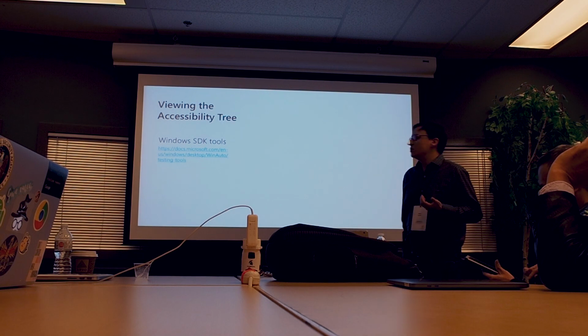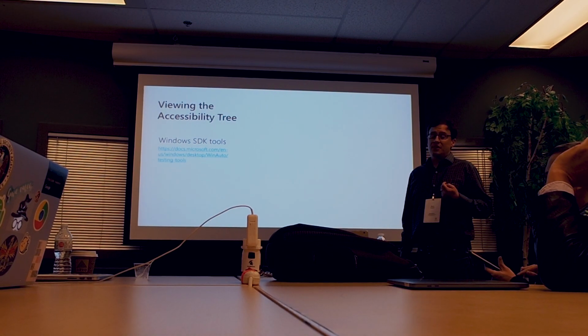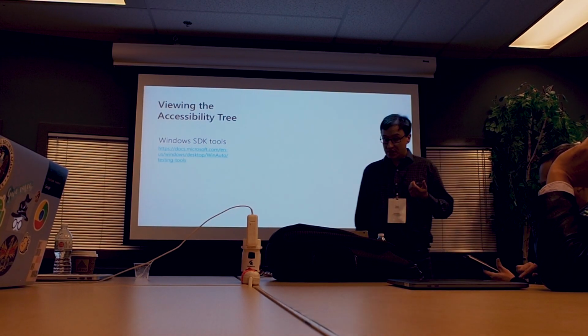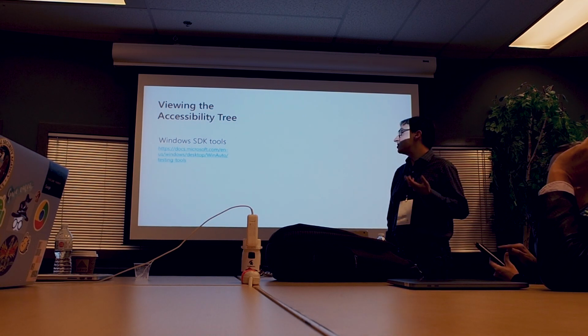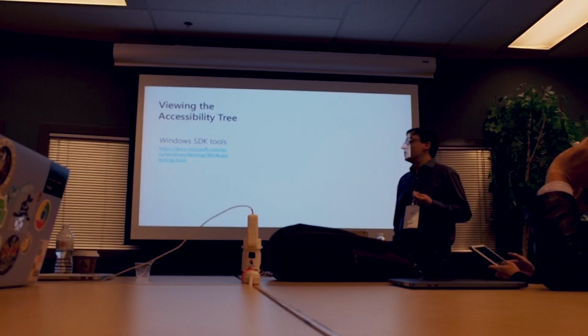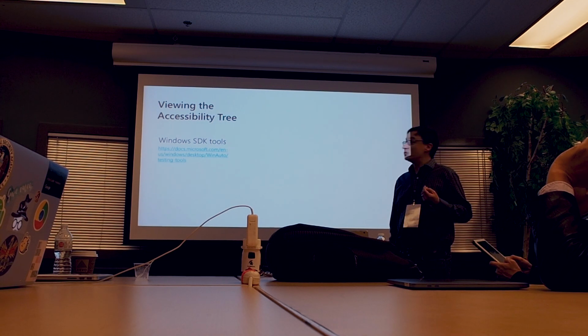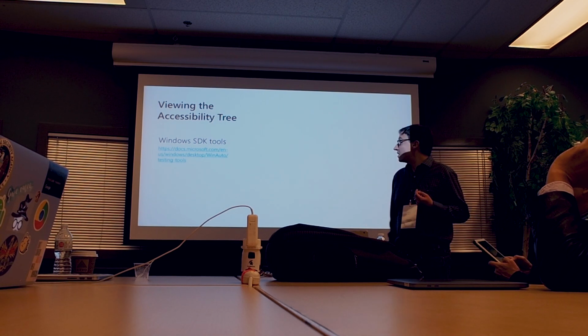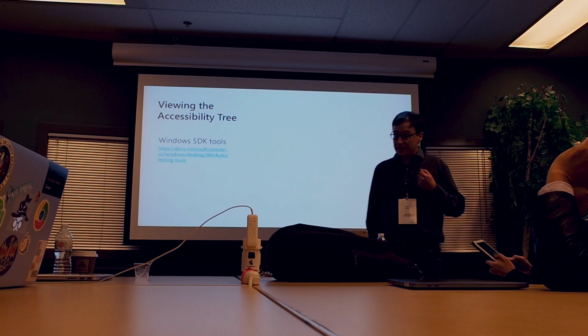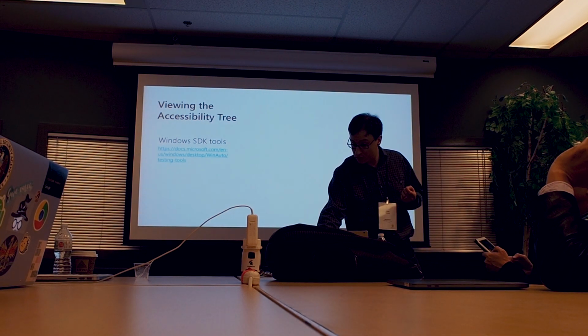And if you're on Windows and you want to see what exactly an assistive technology is seeing when they query the tree, there's a set of tools in the platform SDK that you can use to do that. If you've ever built Chrome on Windows, you already have these tools, and the link on the slide will show you where to find them exactly and how to use them.